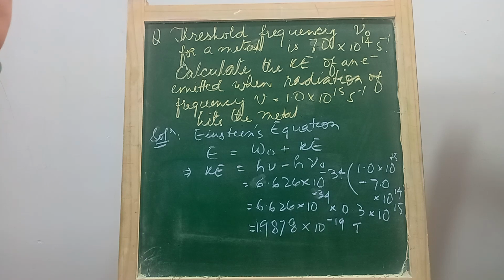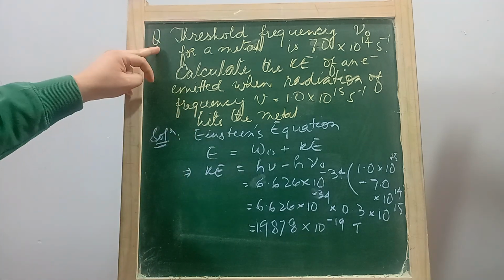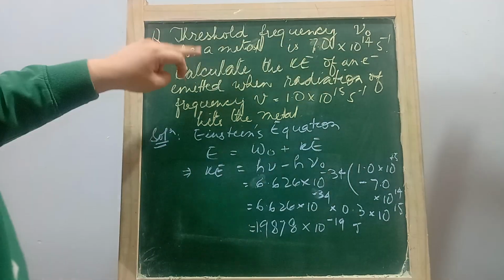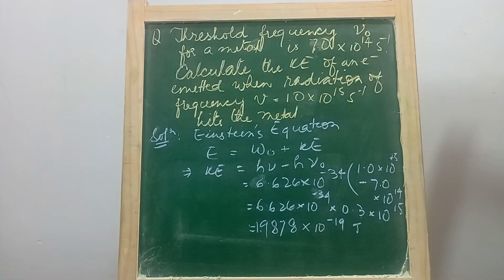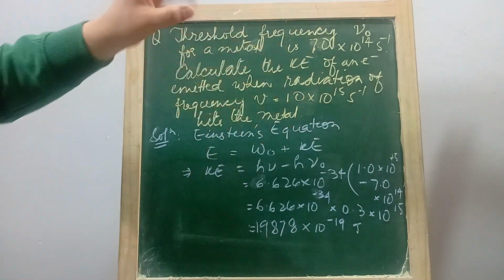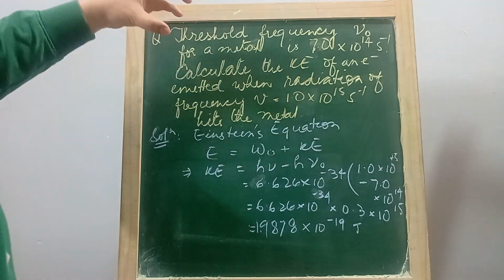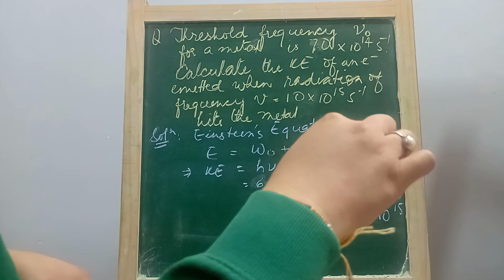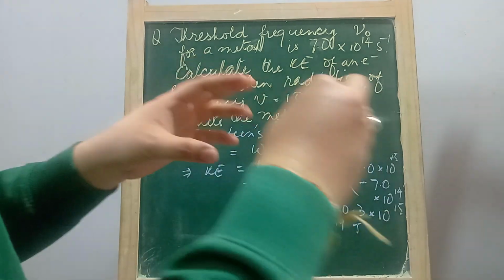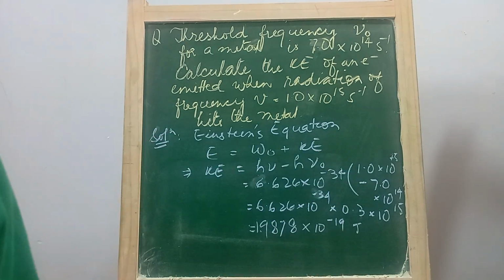Let's consider another numerical problem related to the phenomenon of photoelectric effect. The question is saying that the threshold frequency nu naught for a metal is 7.0 into 10 to the power 14 per second. This is the threshold frequency, the minimum frequency with which light, or an electromagnetic radiation, will be able to eject an electron from the metal, so that photoelectric effect takes place.